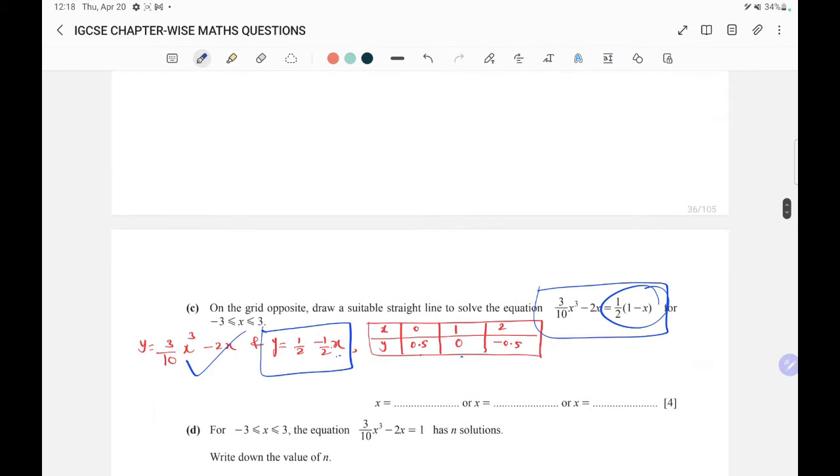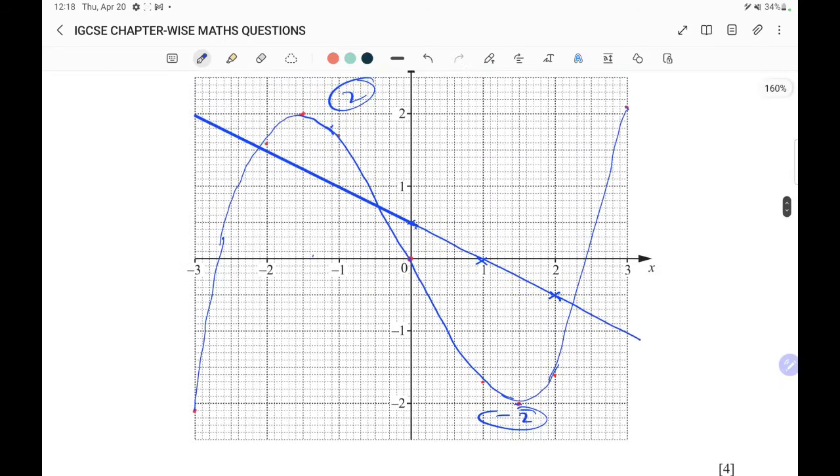So now on the opposite grid, draw a suitable straight line to solve this. So first this equation we have to draw, and this equation we have to draw. Already we have drawn these two. Now we have to find the point of intersection, and we will check. We will draw perpendicular here, and we will draw perpendicular here. And we have to check this point.